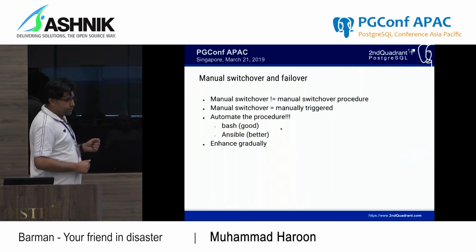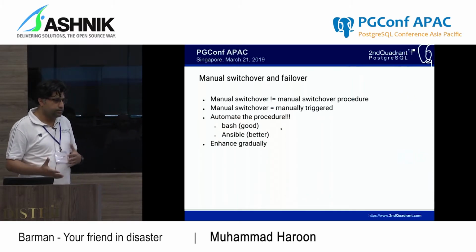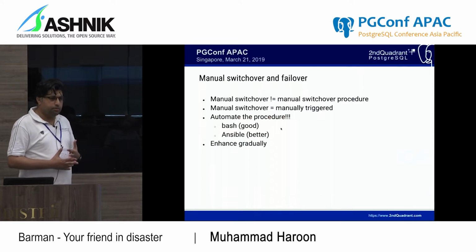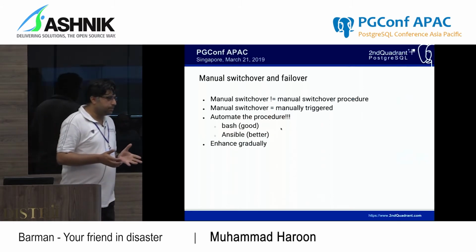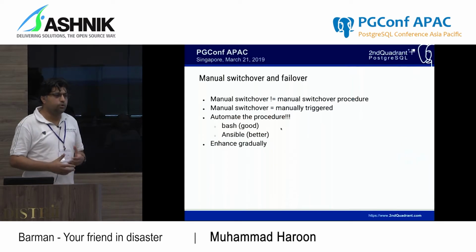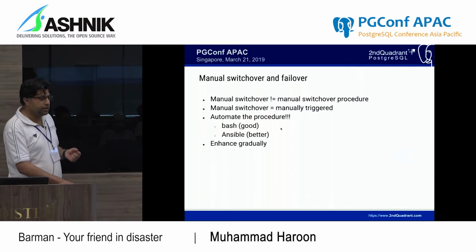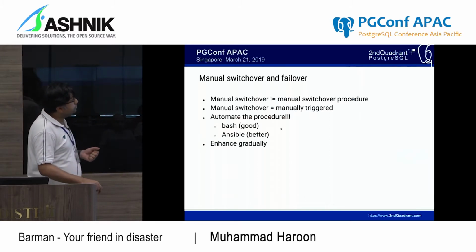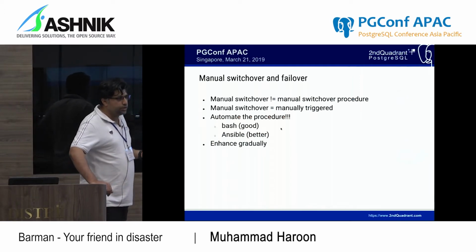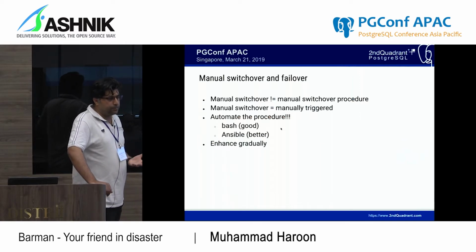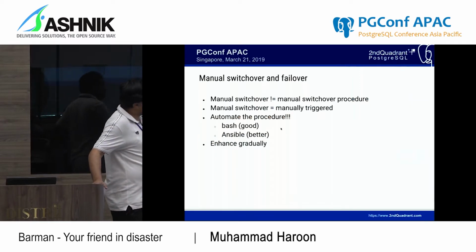A manual switchover is not equal to your manual switchover procedure. Let's just keep that in mind. A manual switchover is a term that we use for a process, but you need to define that process in whole: how it happens, who executes it, and what steps need to be taken if a disaster were to happen. A manual switchover is manually triggered, but again, someone needs to be defined who will do that. In your business continuity matrix, these things should be written somewhere.